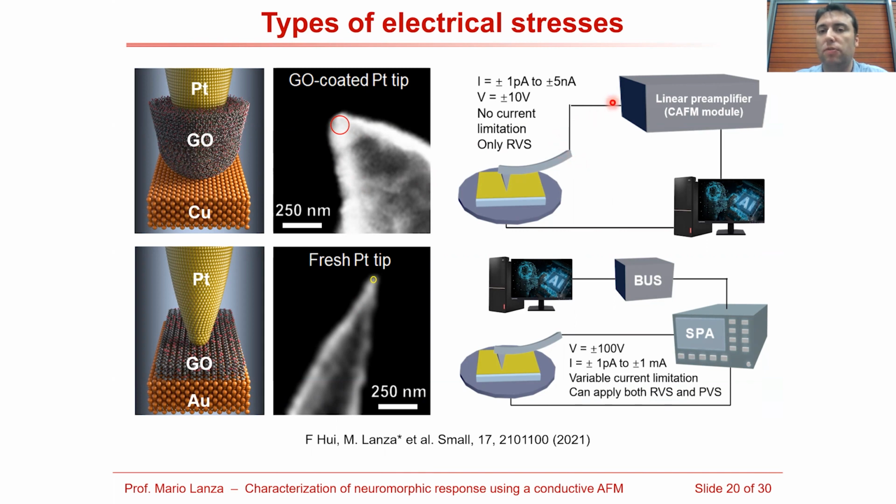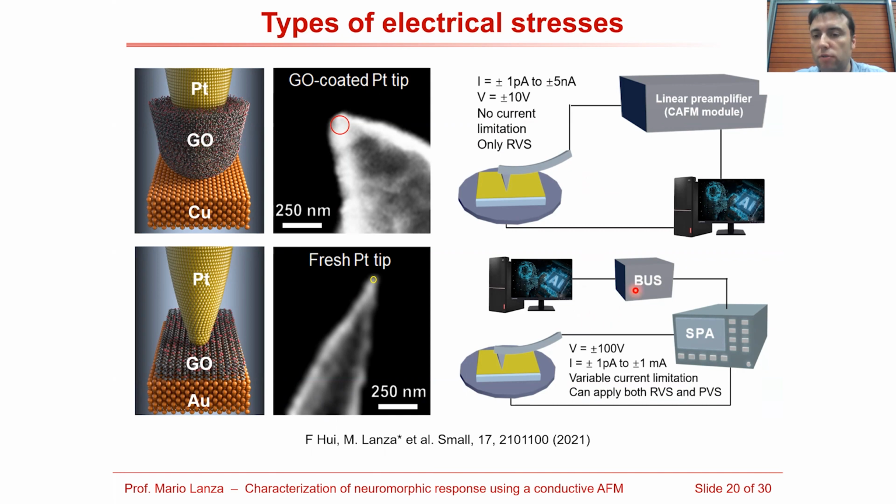In a standard atomic force microscope, normally you can apply only up to 10 volts and measure currents up to some nanoamps. There is no current limitation, and you can only apply ramp voltage stresses. This is quite limited, to be honest, if you want to measure synaptic response.